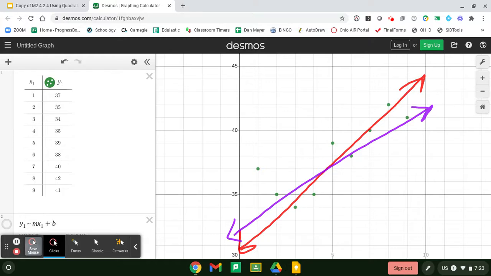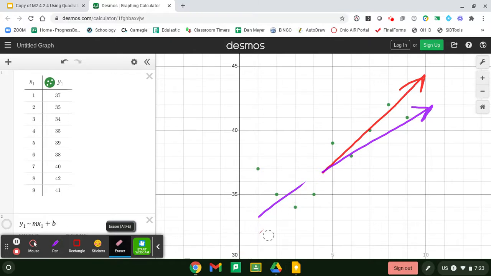Sorry, I'm trying to multitask and erase what I just saw. Oh, it's going to make me do that. It's going to take forever.